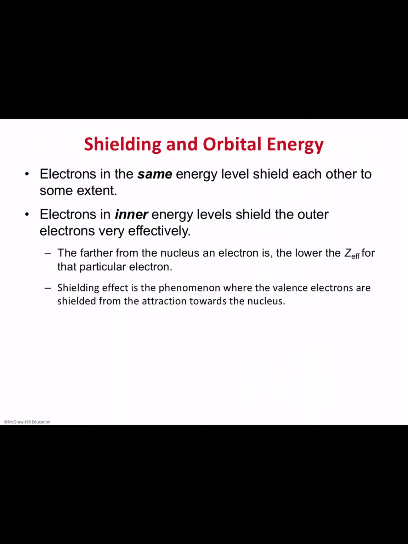Normally, repulsions counteract the nuclear attraction somewhat, making each electron easier to remove by, in effect, helping to push it away. We speak of each electron as shielding the other electrons to some extent from the nuclear charge. The further from the nucleus an electron is, the lower the Z effective for that particular electron. The shielding effect is the phenomenon where the valence electrons are shielded from the attraction towards the nucleus.